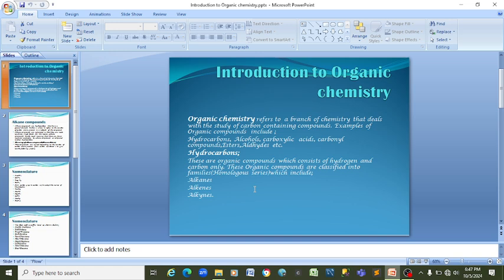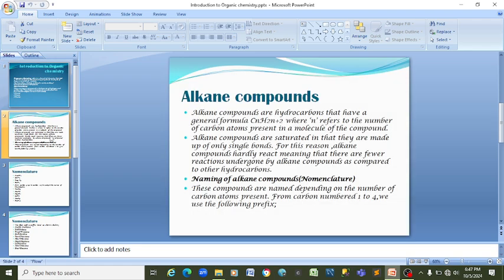There are three under the hydrocarbons that we are going to look at. We are going to look at the alkanes, the alkenes, and the alkynes. So, each at a time. The first one we're going to look at is the alkane compounds.